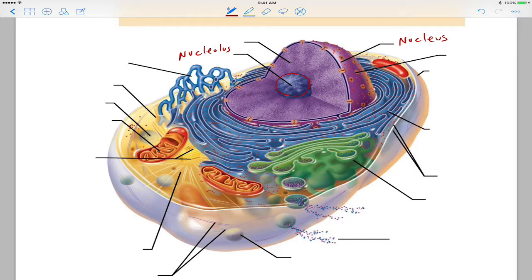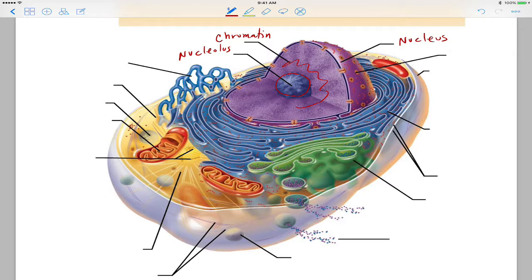It's a site of intense transcription. Our RNA is manufactured there and then later assembled into ribosomes. So the nucleolus' job is to make ribosomes. This purple diffuse stuff that goes all the way around, this is called chromatin. This is DNA with associated proteins.